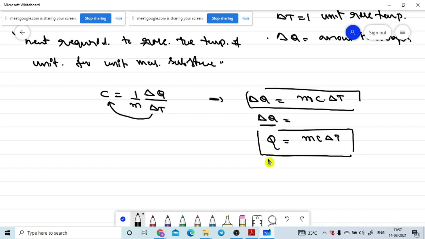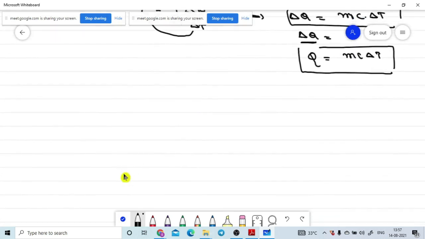That is the definition. In the same manner, what is the unit for heat capacity? Joule per kelvin. Specific heat capacity.